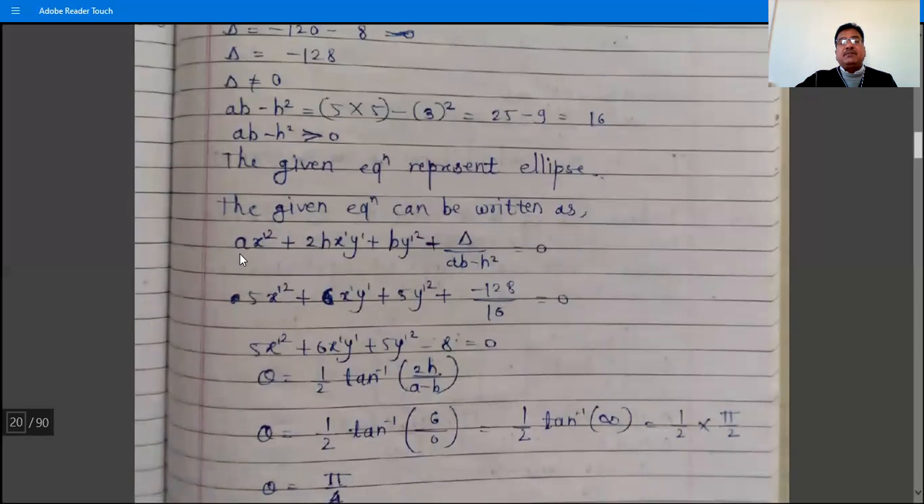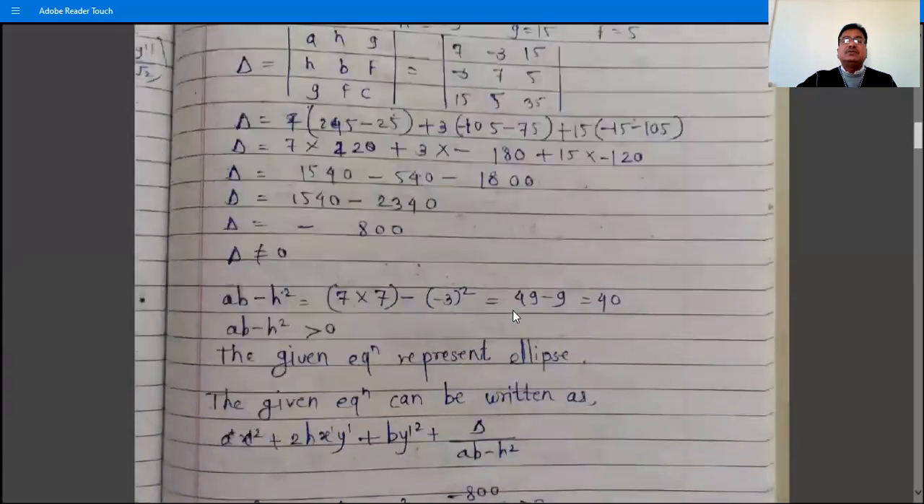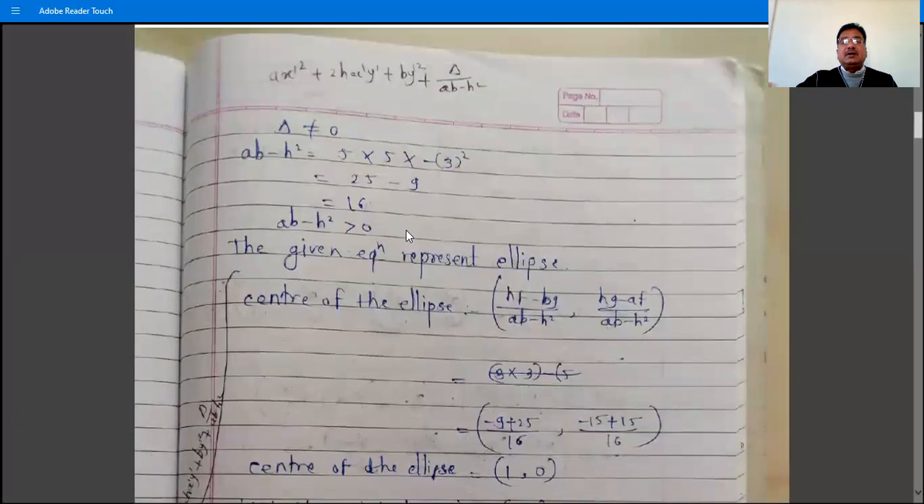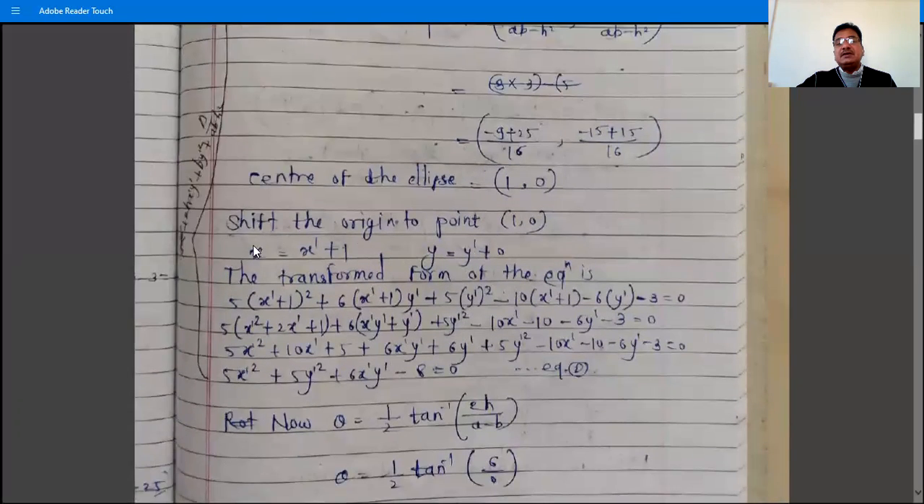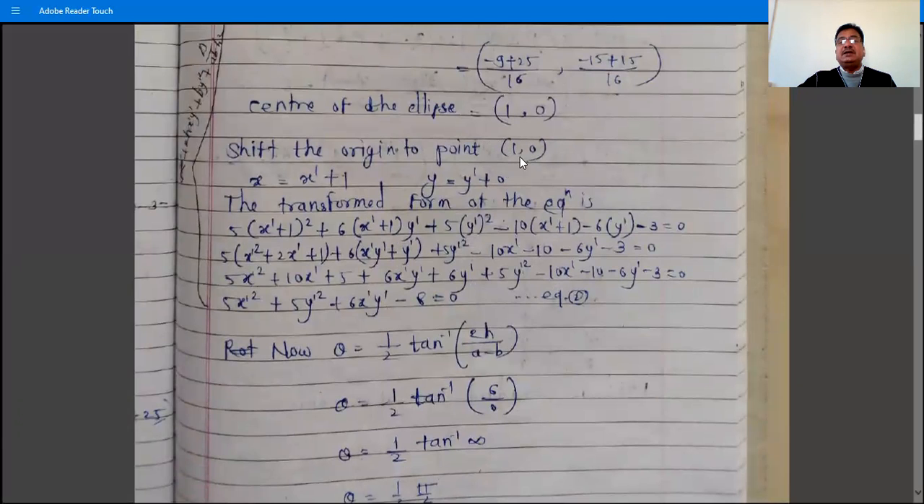So that formula is what? Ax dash square plus 2hx dash y dash plus by dash square plus delta by ab minus h square is equal to 0. So this is the direct formula to obtain the transformed form of the given equation, if the origin is shifted to the center of the conic. So we know this procedure. The original procedure is this: after determining the nature of the conic, find the center of the ellipse and then shift the origin to the center of that conic.